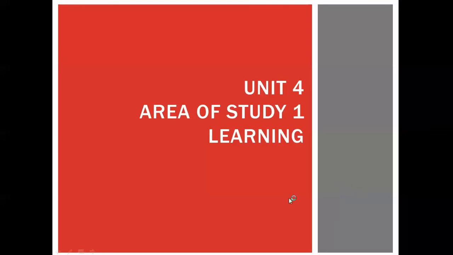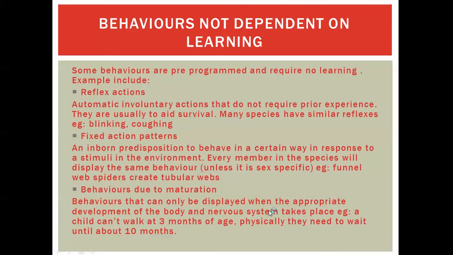So this is learning. Before we get into learning, there's a couple of things we need to do, and we need to talk about 3 different behaviours that are not learnt behaviours. So these are behaviours that are pre-programmed and require no learning. These are reflex actions, fixed action patterns, and behaviours due to maturation. So most of you know what reflexes are, but ensure that you've actually got that definition there. So it's an automatic involuntary action that does not require prior experience, and they usually aid survival.